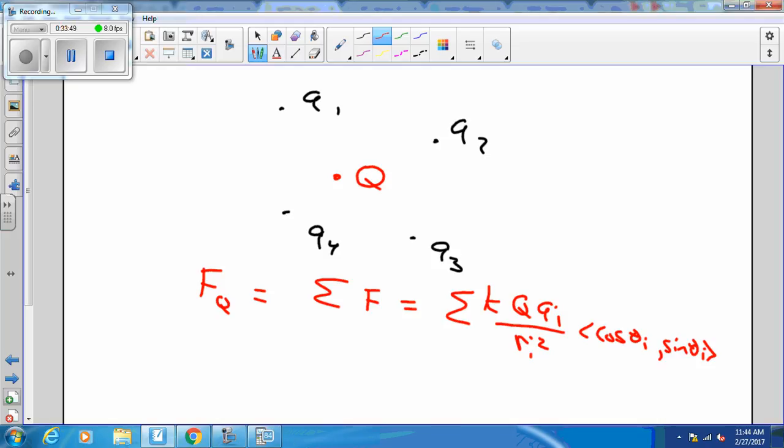Don't write this formula down. All I'm trying to do is develop an idea. And the idea that I'm trying to develop here is that if I were to take out Q and replace it with a different charge, then all of these things would remain exactly the same except for the one Q. That's it.